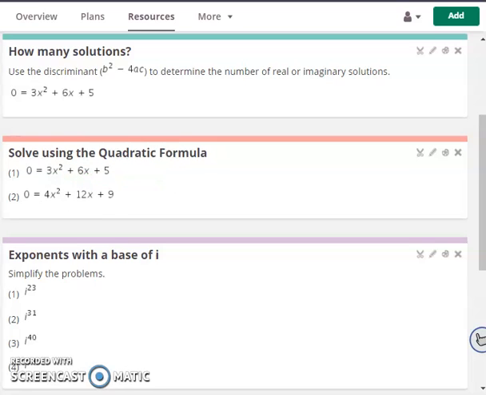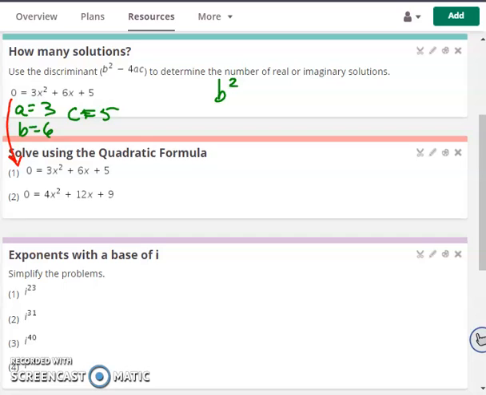So in this video, we're going to look at all three sets of review problems. So how many solutions, solve using the quadratic formula, exponents with the base of i. So the a value is 3, b is 6, and c is 5. Just a quick note here that the problem we're solving for the discriminant is actually the first problem in the quadratic formula problem.